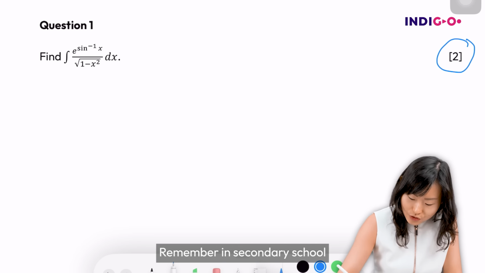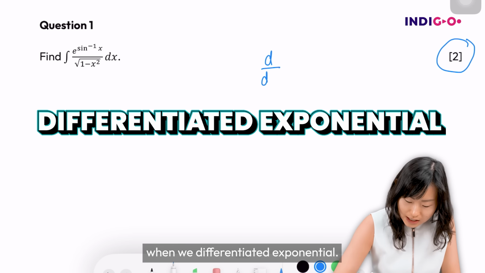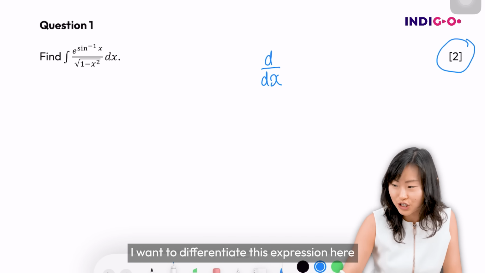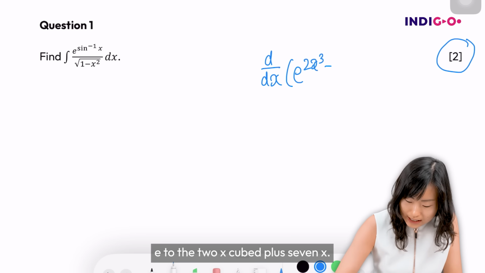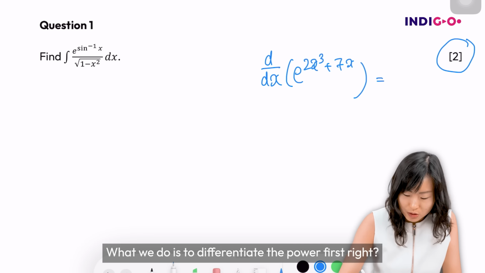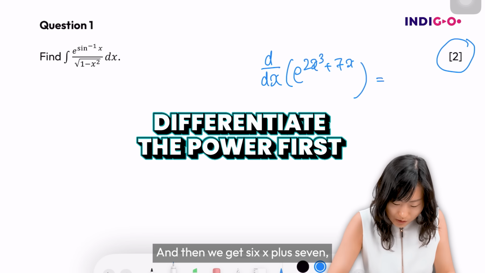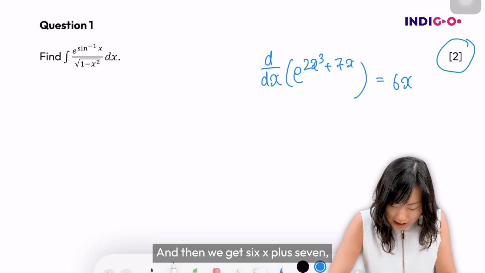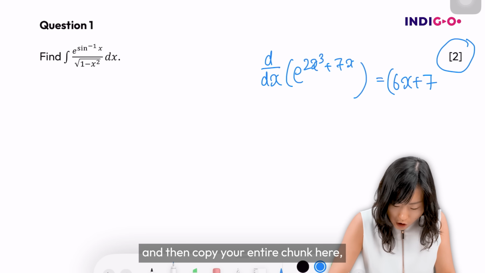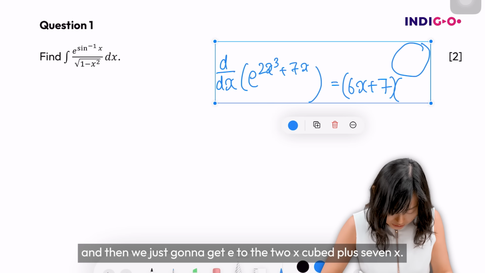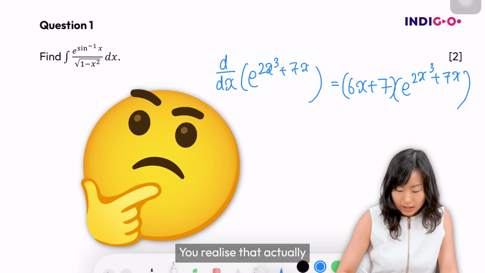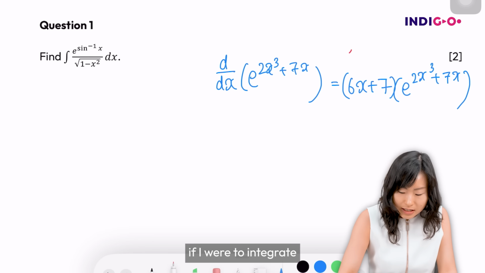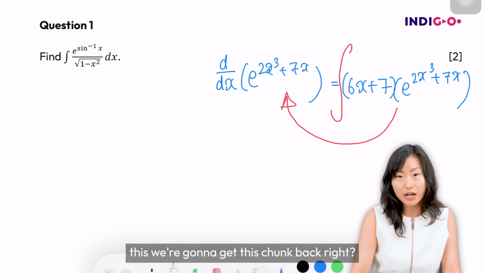So remember in secondary school, when we differentiated exponential, for example, I want to differentiate this expression here, e to the 2x cubed plus 7x. What we do is to differentiate the power first. And then we get 6x plus 7, and then copy your entire chunk here, and then we're just going to get e to the 2x cubed plus 7x. You realize that actually if I were to integrate this, we're going to get this chunk back, right?